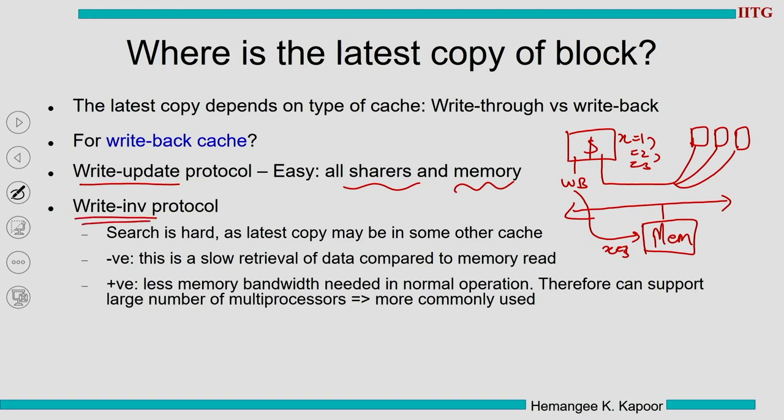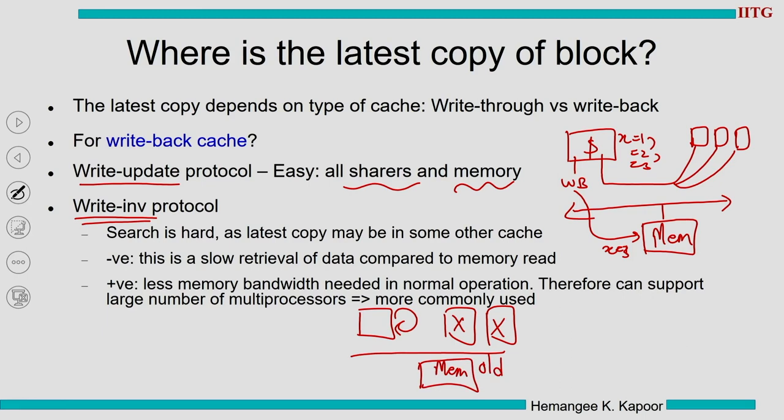Write invalidate: the local copy gets changed more often, and other sharers don't have the data. It is a write back cache, so even the memory doesn't have the data. So all the updates are happening here. The other caches do not have the data item, and the memory also doesn't have the up to date copy. So memory also has the old data value, and all the new values of x are sitting here. 1, then it becomes 2, then it becomes 3. All the new values are here.